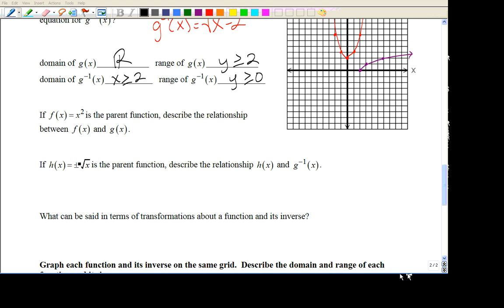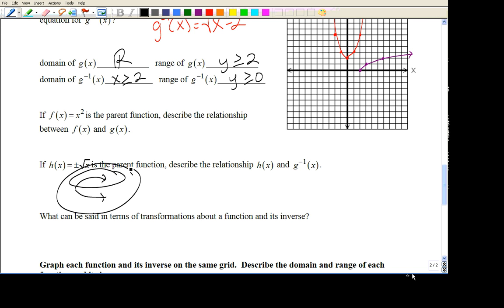If h of x is positive and negative square root of x, which means not only the top part would be there, but the bottom part would be there as well, describe the relationship between h of x and g inverse of x, back here, that purple function. Well, the inverse of g of x is actually just the top part, whereas h of x is the entire thing. And so what can be said in terms of transformations about a function and its inverse?